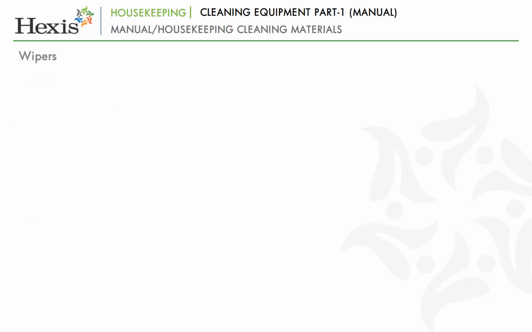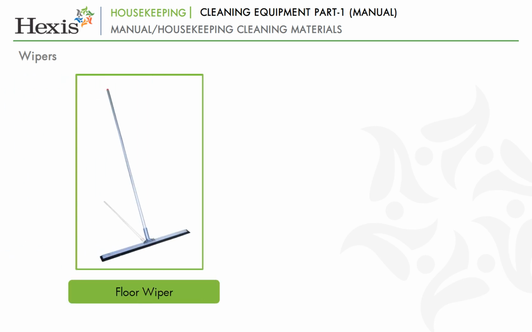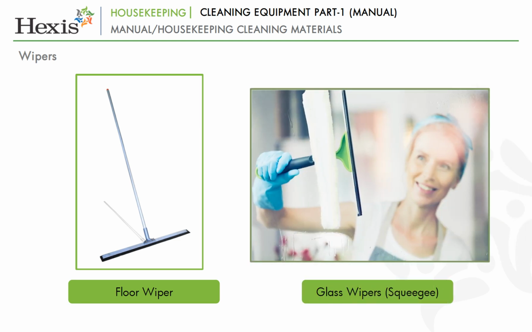Lastly, in this topic, we will have a look at wipers. The two types of wipers that are commonly used are: floor wiper, which is used for squeezing water from the floor surface; and glass wipers, or squeegee, which is used to remove excess water from a surface being cleaned. A small version called the window squeegee is used for wiping away water from windows after washing.